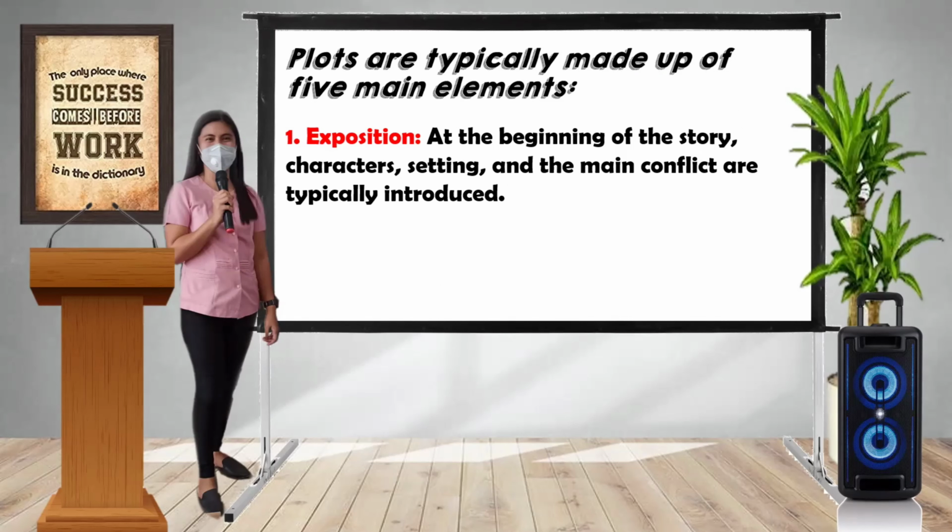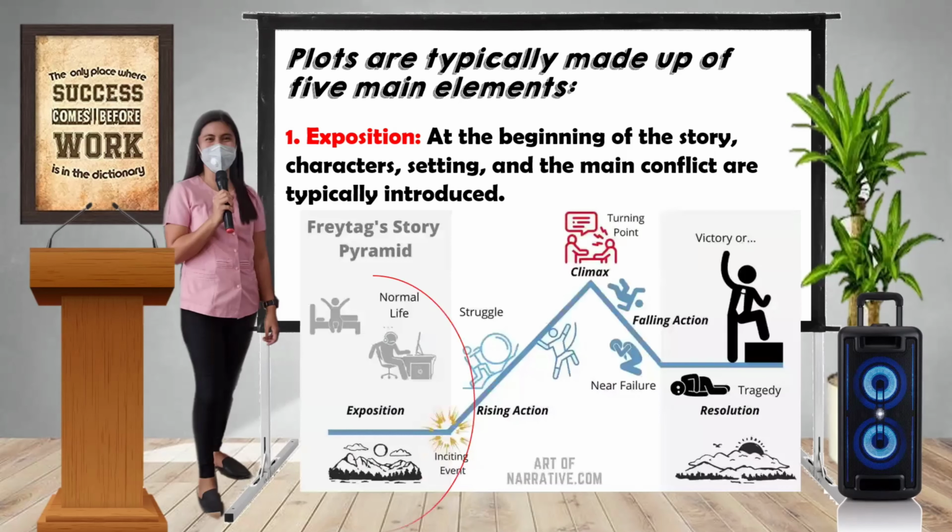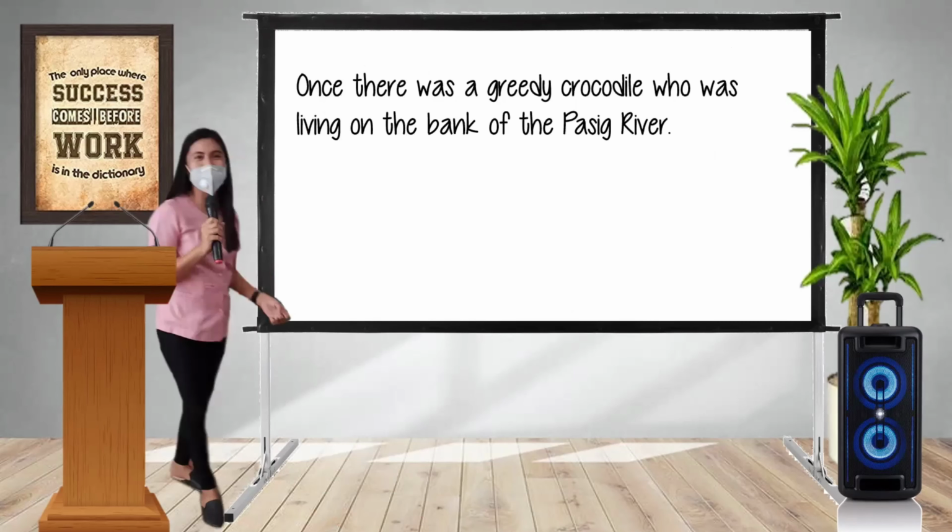First is the exposition. At the beginning of the story, characters, setting, and the main conflict are typically introduced. Example: in the fable The Crocodile and the Peahen, the exposition was: Once there was a greedy crocodile who was living on the bank of the Pasig River.